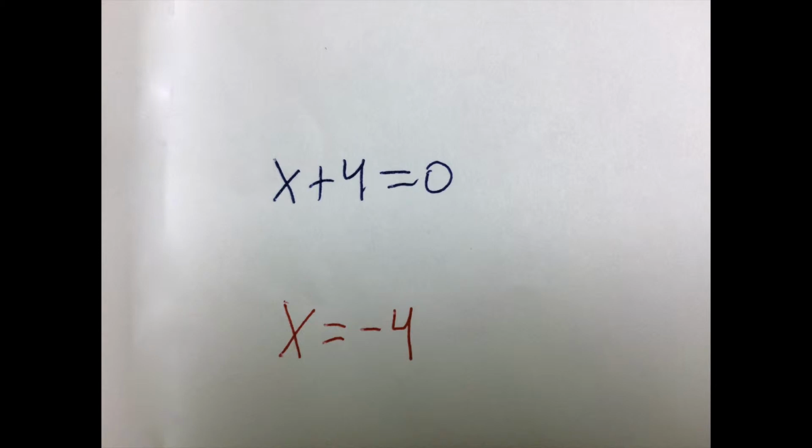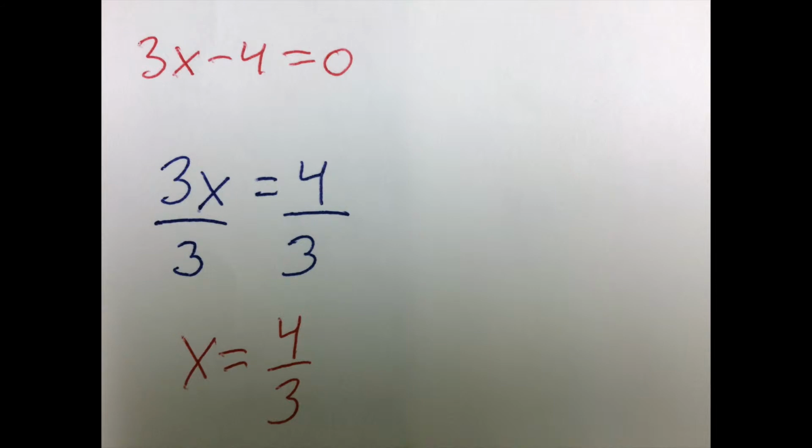You would do x plus 4 equals 0, which then you'd subtract 4 from both sides, and you get x equals negative 4. Now for the other one, you would have 3x minus 4 equals 0. You would add 4 to the other side, and then divide by 3. You would get x equals 4 over 3.